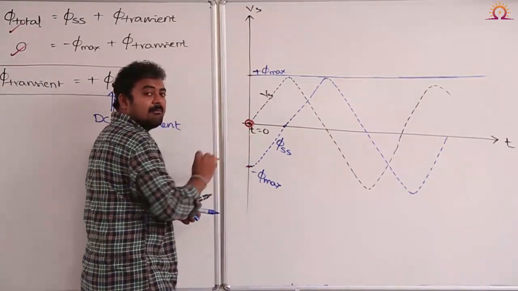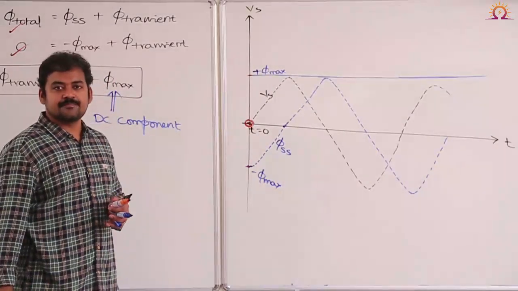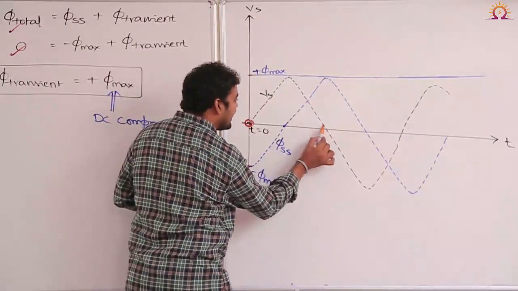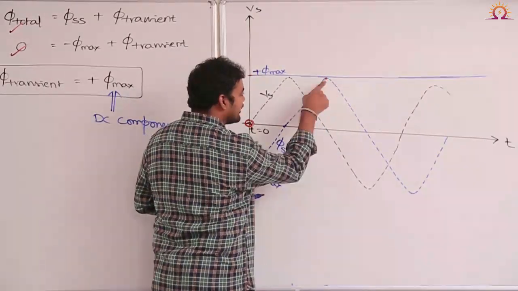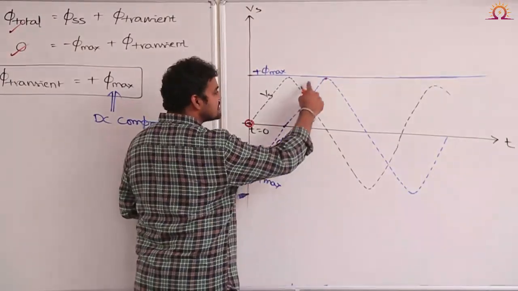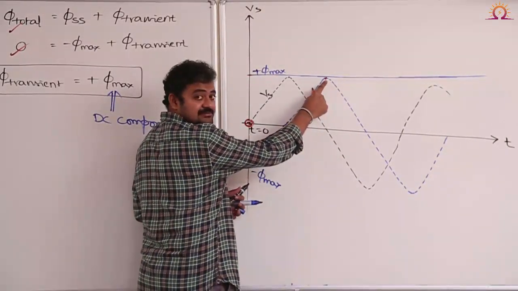Very fine. But my question is, after one half cycle, what is the situation? Not at the switching, after one half cycle. Can I say after one half cycle, at this point, you tell me, what is the value of steady state flux? Look at this steady state flux. Can I say the steady state flux value is equal to plus phi max?